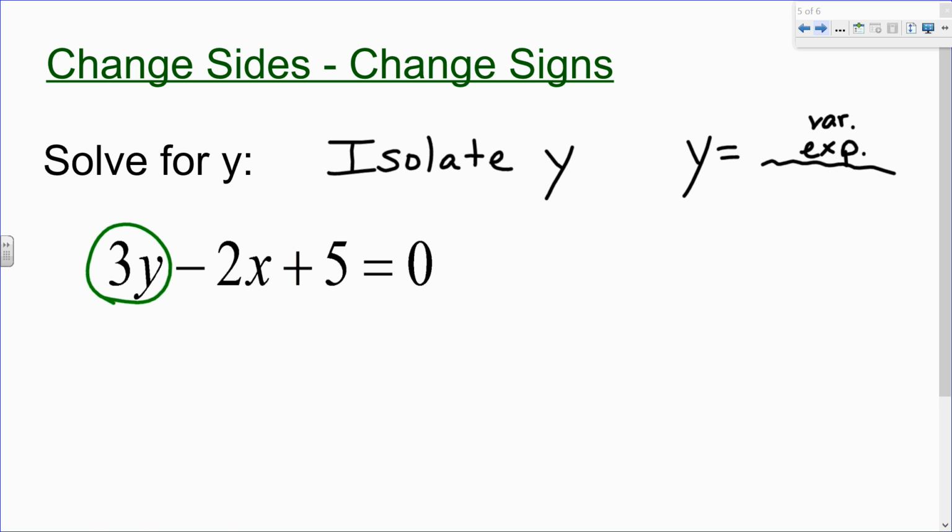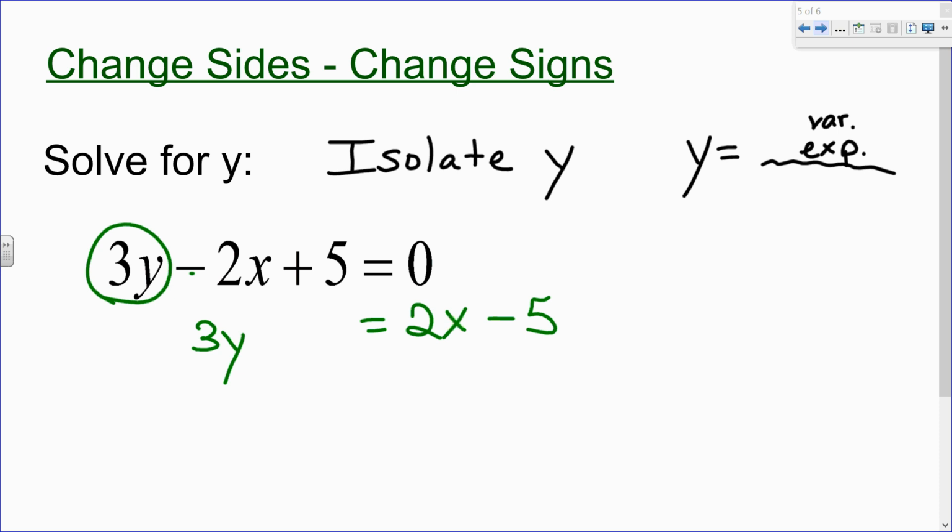So there's the term with y. So first thing we do is keep that on one side and get everything else on the other side. And if we do that, we change the signs. Instead of a minus 2x, this is a plus 2x. Instead of a plus 5, this is a minus 5. So we have that 3y equals that. Because what we did was we added 2x to both sides to get rid of the minus 2x over here with the 3y. We subtracted the 5 from both sides, so that's why it changed.